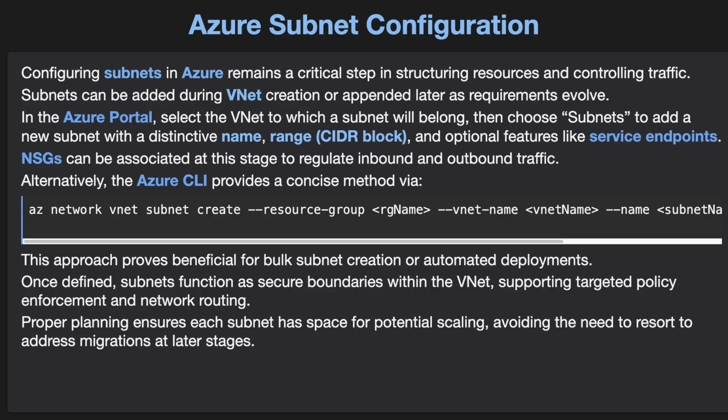Alternatively, the Azure CLI provides a concise method via az network vnet subnet create, with the resource group, RG name, VNet name, name, subnet name, and address prefix CIDR. This approach proves beneficial for bulk subnet creation or automated deployments. Once defined, subnets function as secure boundaries within the VNet, supporting targeted policy enforcement and network routing. Proper planning ensures each subnet has space for potential scaling, avoiding the need to resort to address migrations at later stages.